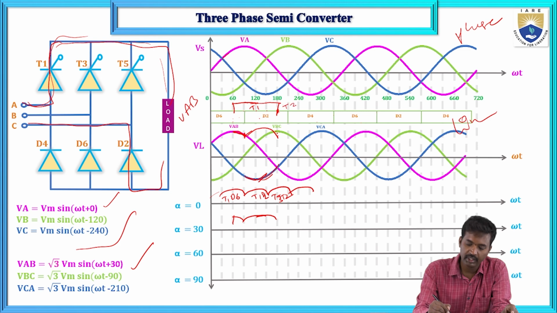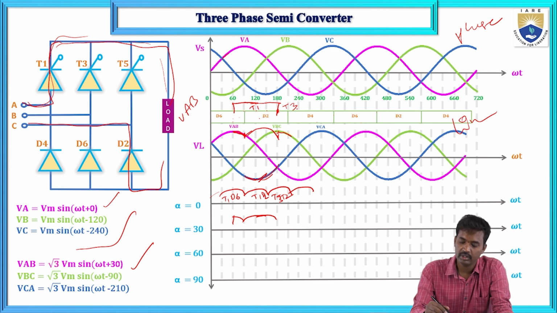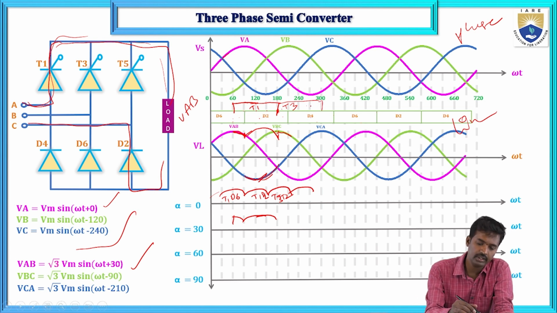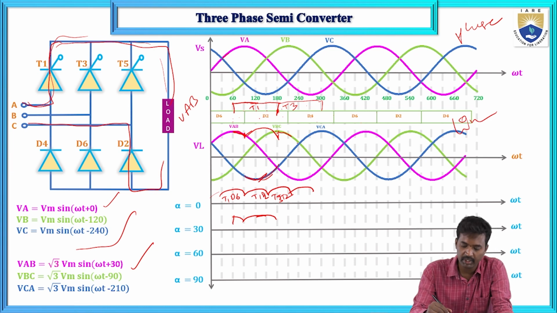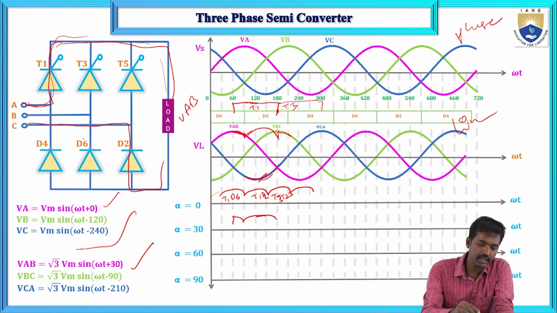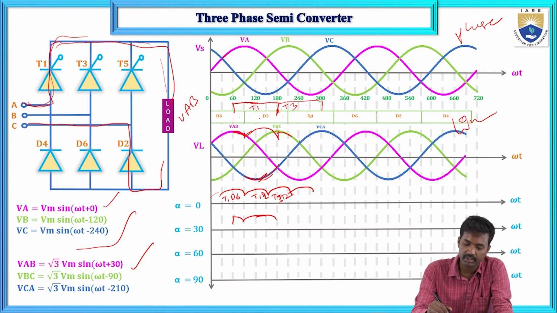next T3 thyristor will conduct and D2 thyristor will conduct. So T3 and D2 means here VBC. This is the VBC, and after that T3 and D2, and next it will conduct up to 180 plus this one, up to 300. So T3 and D4 will conduct. T3 and D4 will conduct means T3, B and C. B and C means B and A. So B and A means here this one. So that is completely.